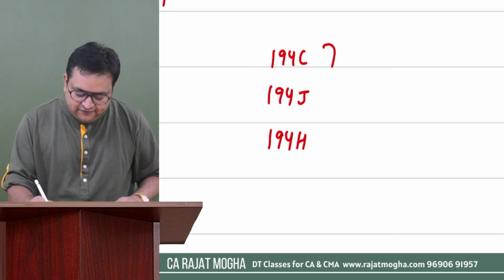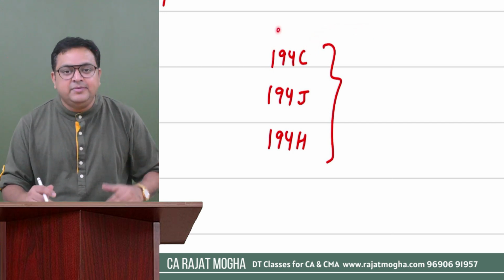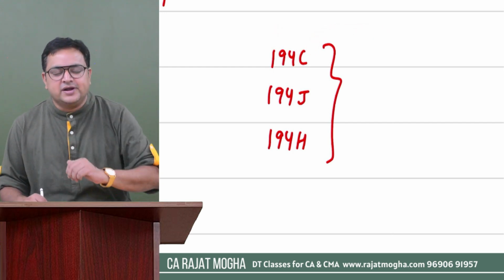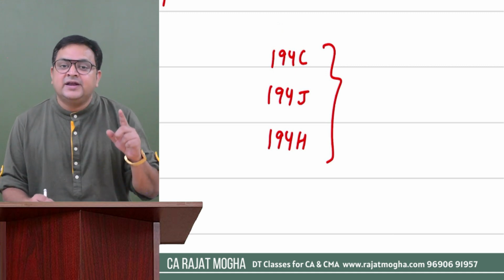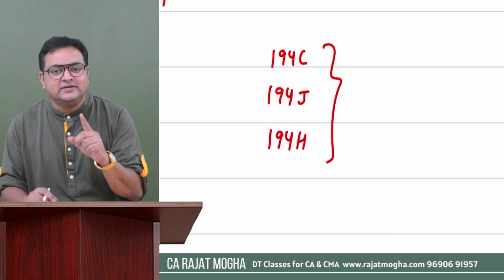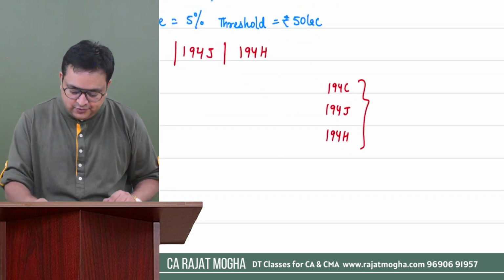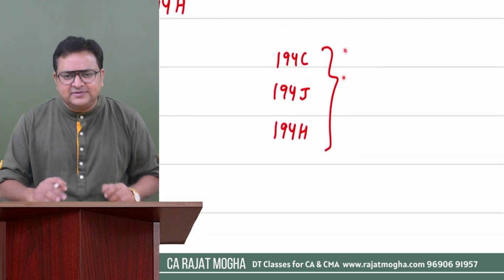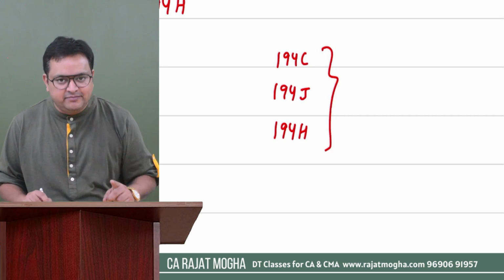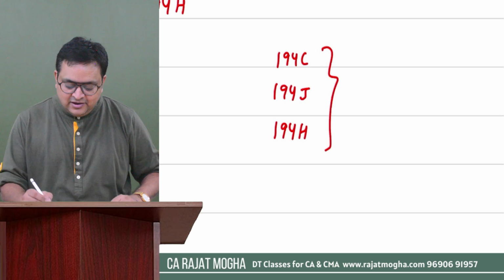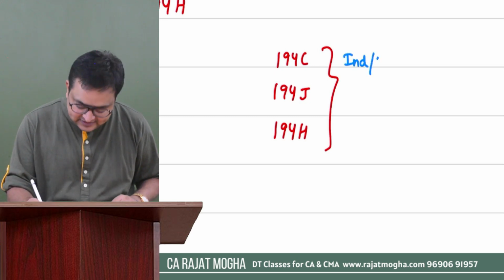See, if a person is making a payment to a contractor, this deductor can be a company. If a company is making a payment to a contractor, they will be deducting under section 194C. Can they deduct under 194M also? The answer is no, because under section 194M, only individuals and HUF are allowed to deduct TDS. So for companies, firms, AOPs, BOIs, we have only these sections. We don't have 194M, first of all.